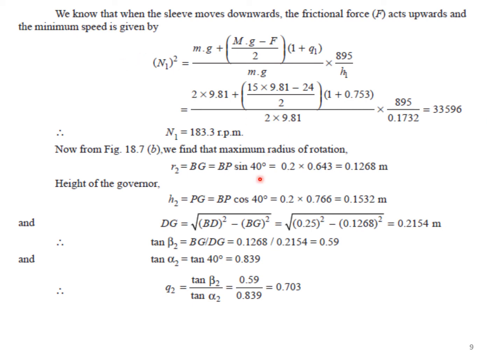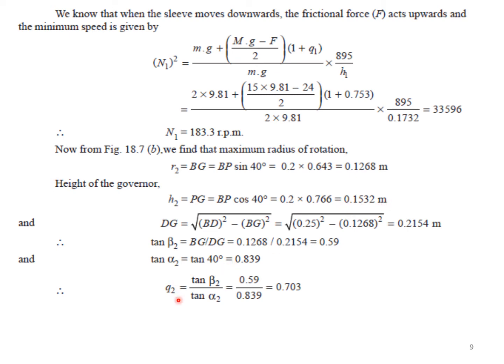Okay. Similarly, next we will go for finding out maximum speed. For maximum speed, same procedure. First we find out R2, that is Bg is equal to Bp sin 40 degrees in trigonometric functions, that is 0.1268 meters. Next we find the height of governor. H2 is equal to Pg is equal to Bp cos 40 degrees, that is 0.1532 meters.